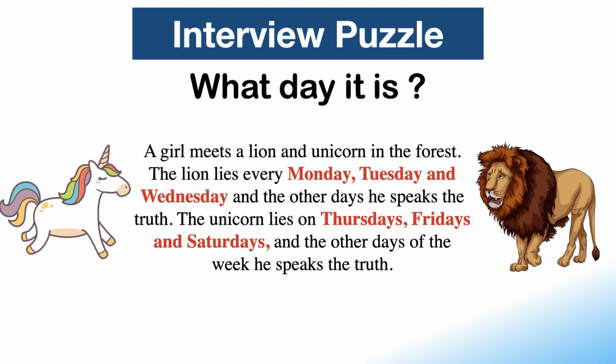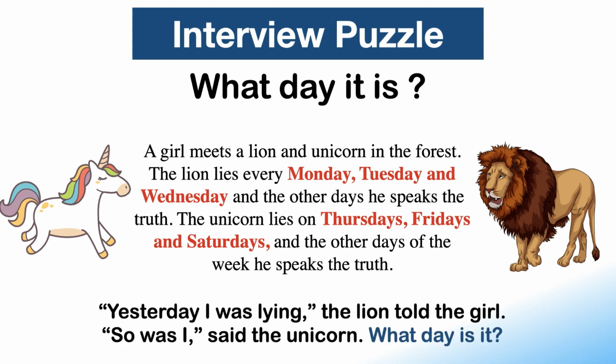A girl meets a lion and unicorn in the forest. The lion lies every Monday, Tuesday, and Wednesday, and the other days he speaks the truth. The unicorn lies on Thursdays, Fridays, and Saturdays, and the other days of the week he speaks the truth.